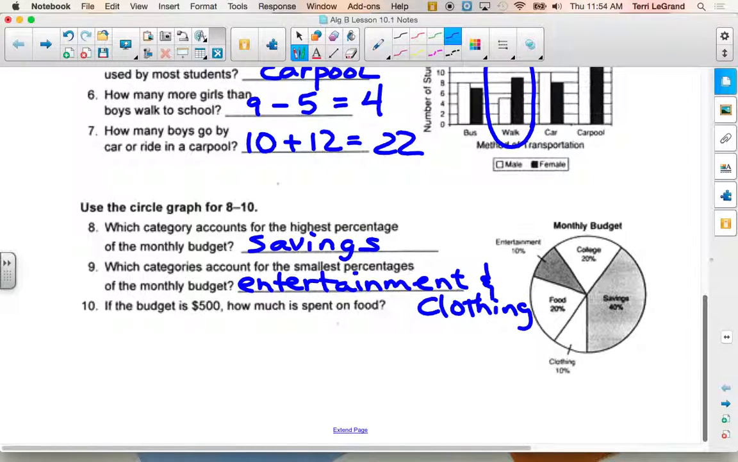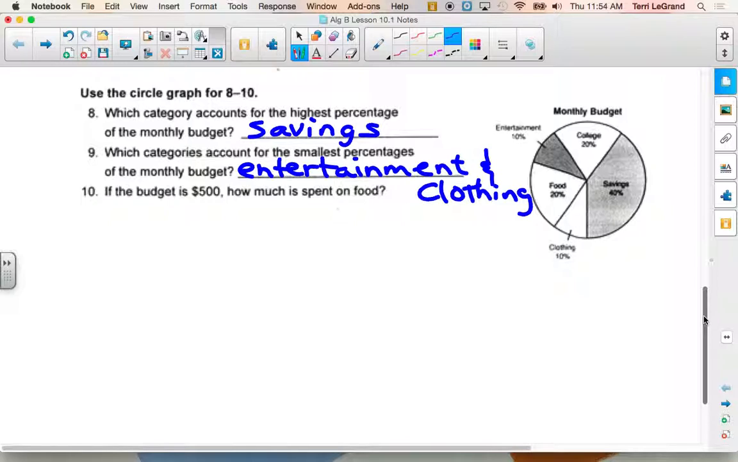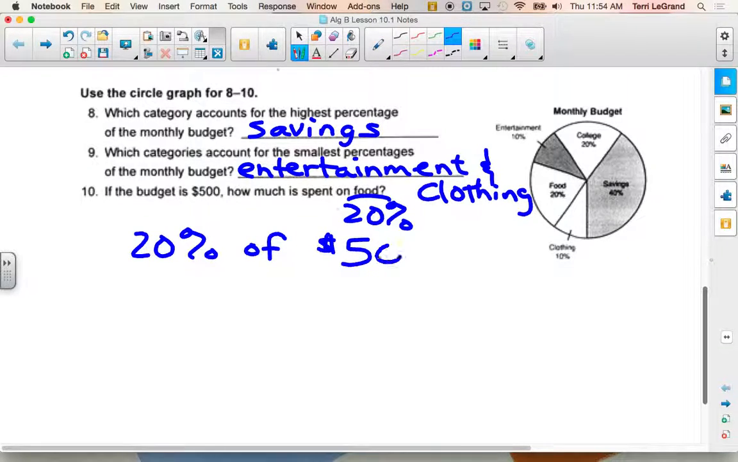So now they say if their budget is $500, how much is spent on food? Doesn't say what percent. So we would have to do what? Food is what percent? 20%. Okay, so we have to find out what is 20% of $500. That's what we're actually looking for, right?